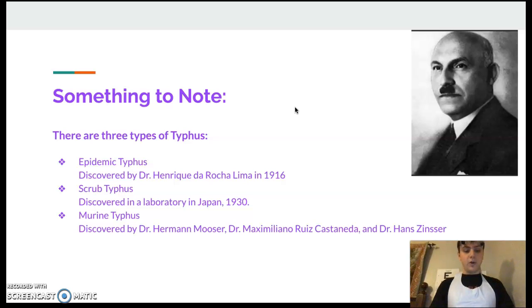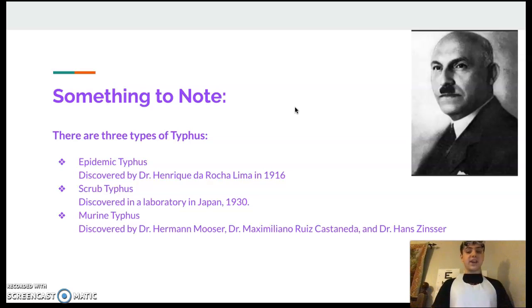So, here is something to note, is that there are actually three types of typhus. There's epidemic typhus, which was discovered by Dr. Henrique da Rocha Lima in 1916, and I'm sorry, Henrique, but I've probably said that wrong. And that's a picture of him in the top right. And then there was scrub typhus, which was discovered in a laboratory in Japan in 1930. I couldn't actually get any names of the people that were there, so it was just a laboratory in Japan.